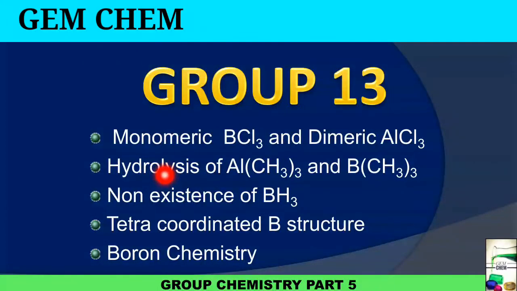Everyone, welcome to CHEM. Today's video is on group 13 chemistry, and here we are going to deal with monomeric BCl3 and dimeric AlCl3, hydrolysis of AlMe3 and BMe3, and the non-existence of borane in the form of BH3, and tetra-coordinated boron structure, as well as boron chemistry.